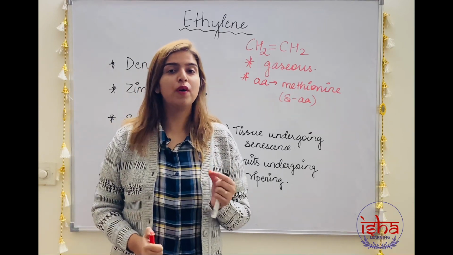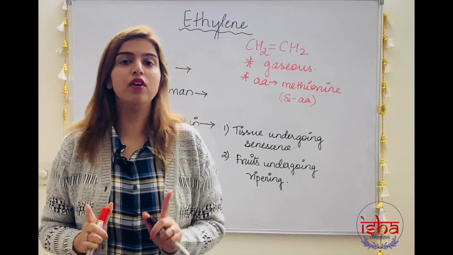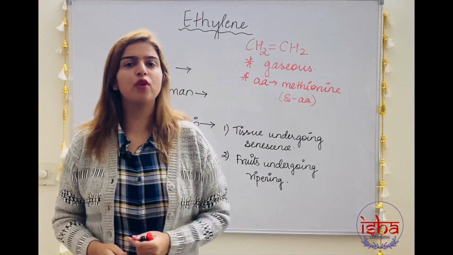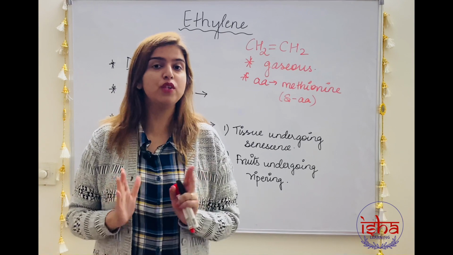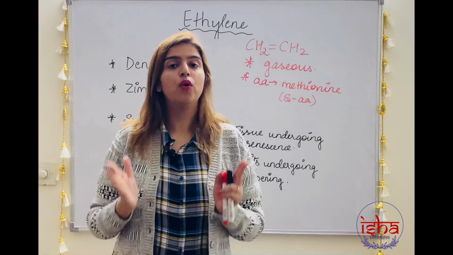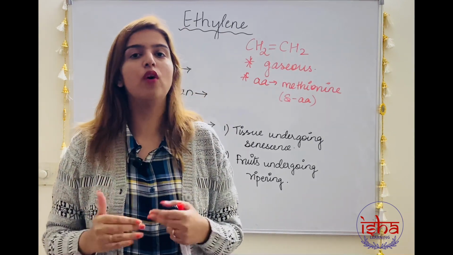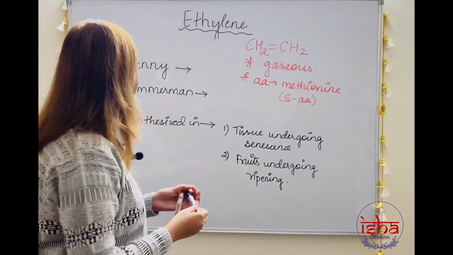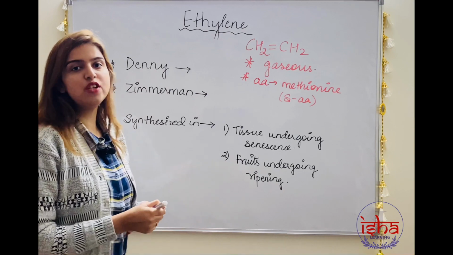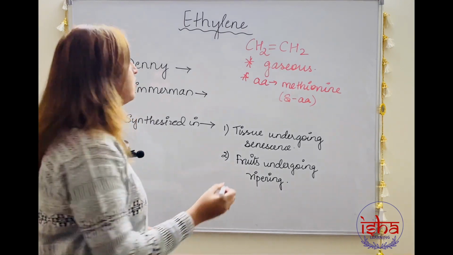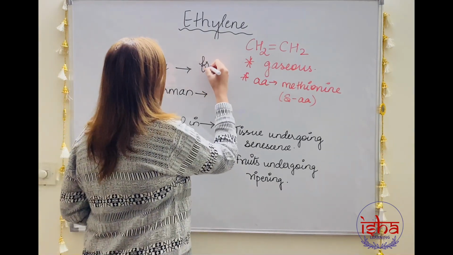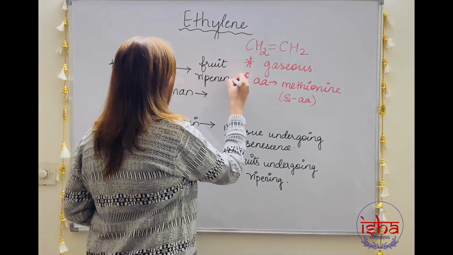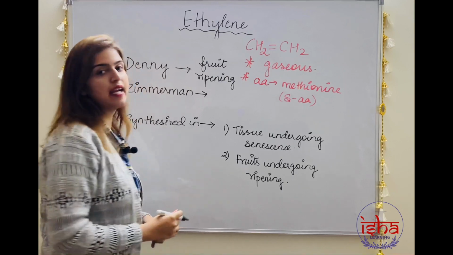Now let's talk about the scientists involved with this plant growth hormone. Here we majorly don't talk about the discovery, but we talk about the scientists who made us understand what function this plant growth hormone performs. So the first scientist is Denny. He told us that ethene is involved in fruit ripening. So he showed that ethene had a role in fruit ripening.